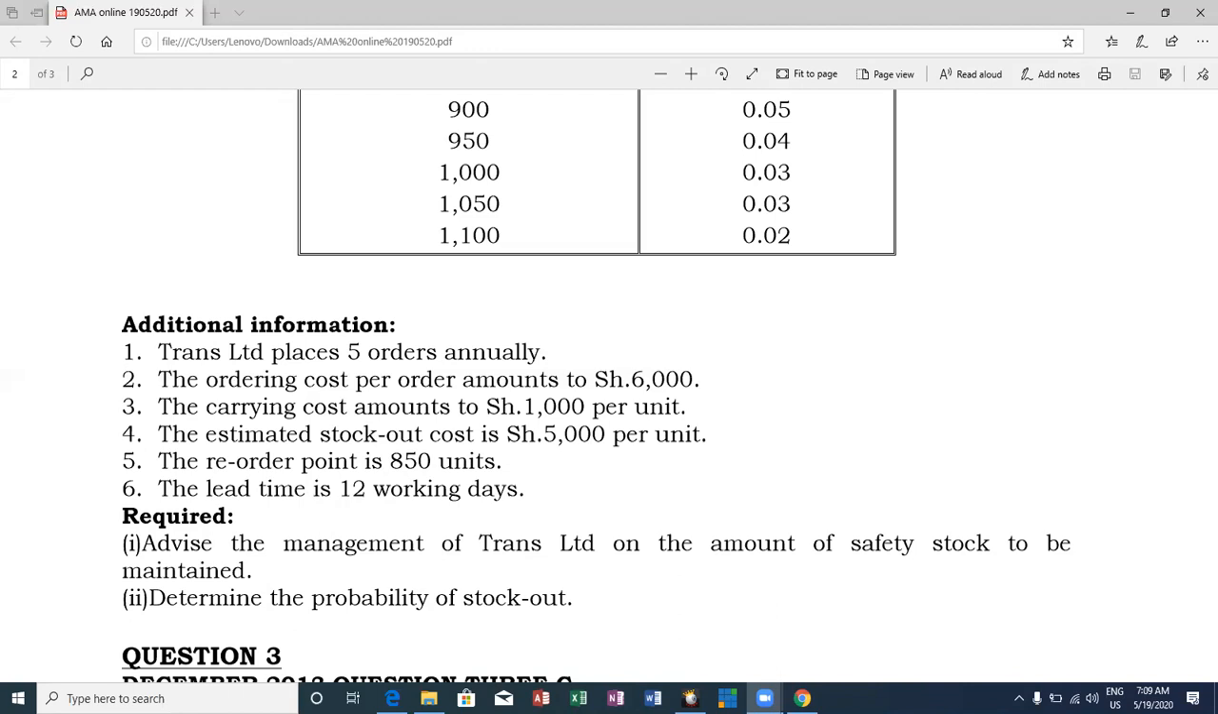Number two, ladies and gentlemen, JIT is a TQM. It's a total quality management system. It doesn't believe in defects. So zero defects. And that is why you will get these people of Toyota.